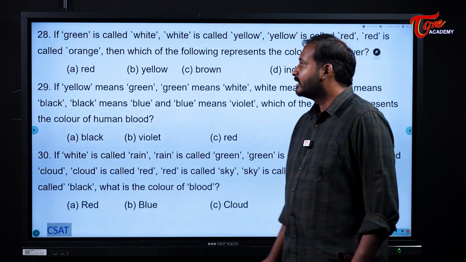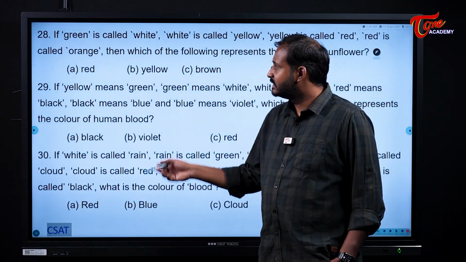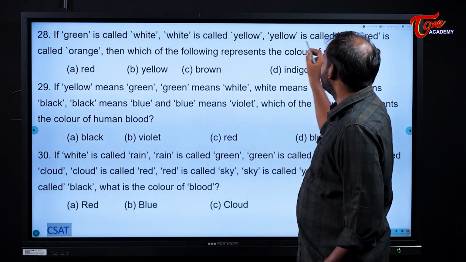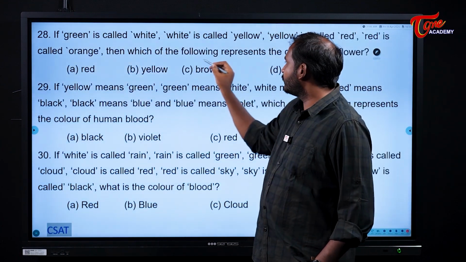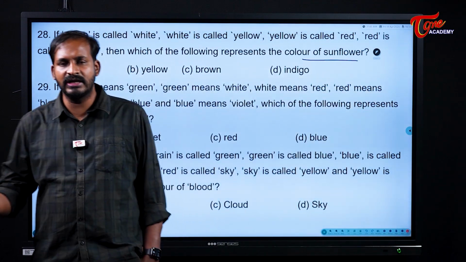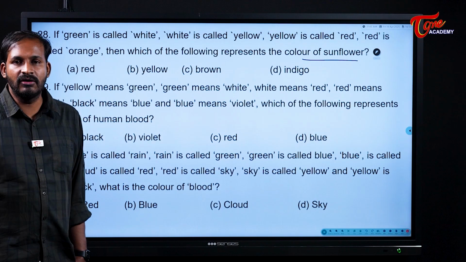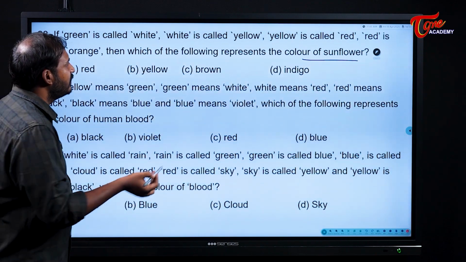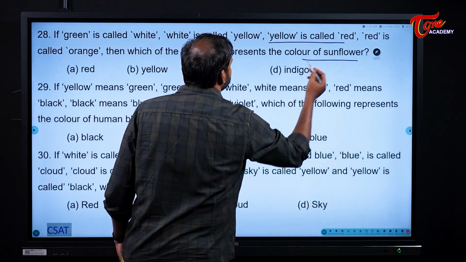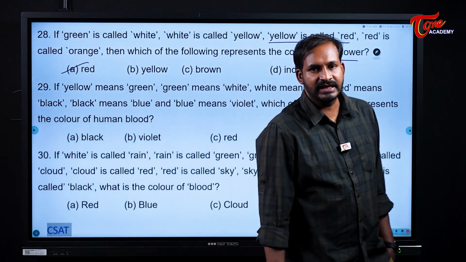Next one. These are called general questions, students. See, green is called white, white is called yellow, yellow is called red and so on. Then which of the following represents the color of sunflower? Sunflower will usually be yellow in color. But yellow is called what in this case? Yellow is called red. So our answer here will become red.